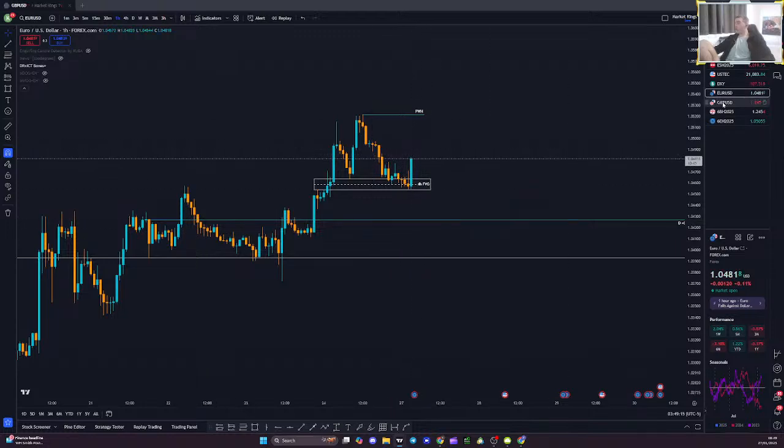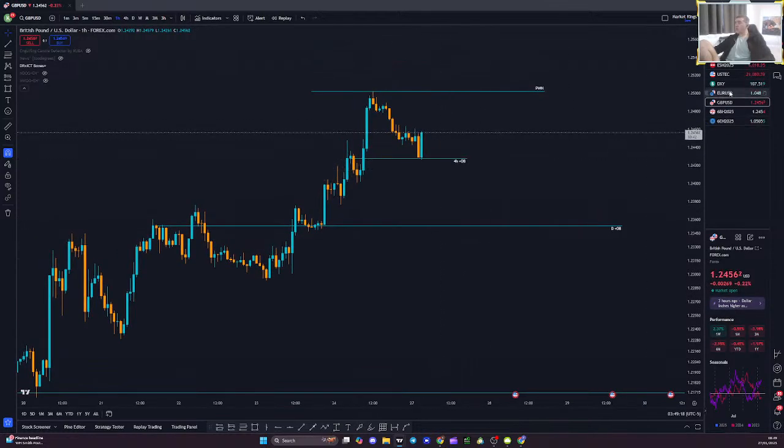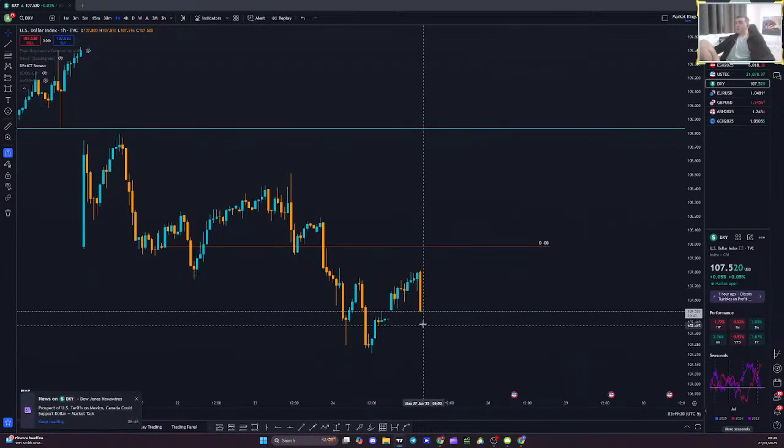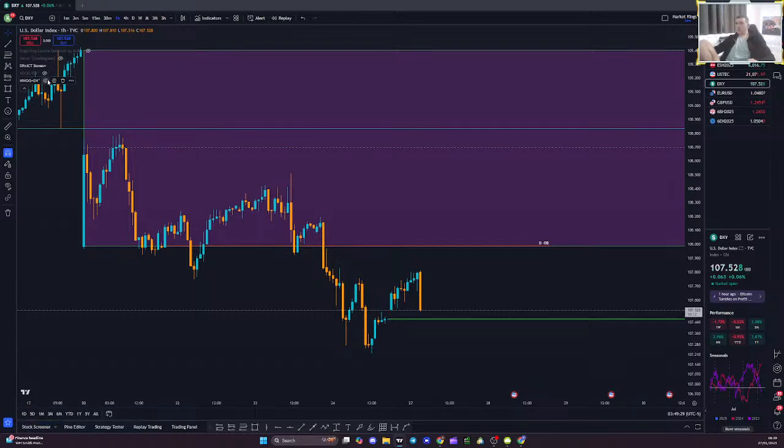Nice push high on Euro. Same thing on pound. And then nice push low. What is this, an end dog? Where is this gap? I think it's an end walk.